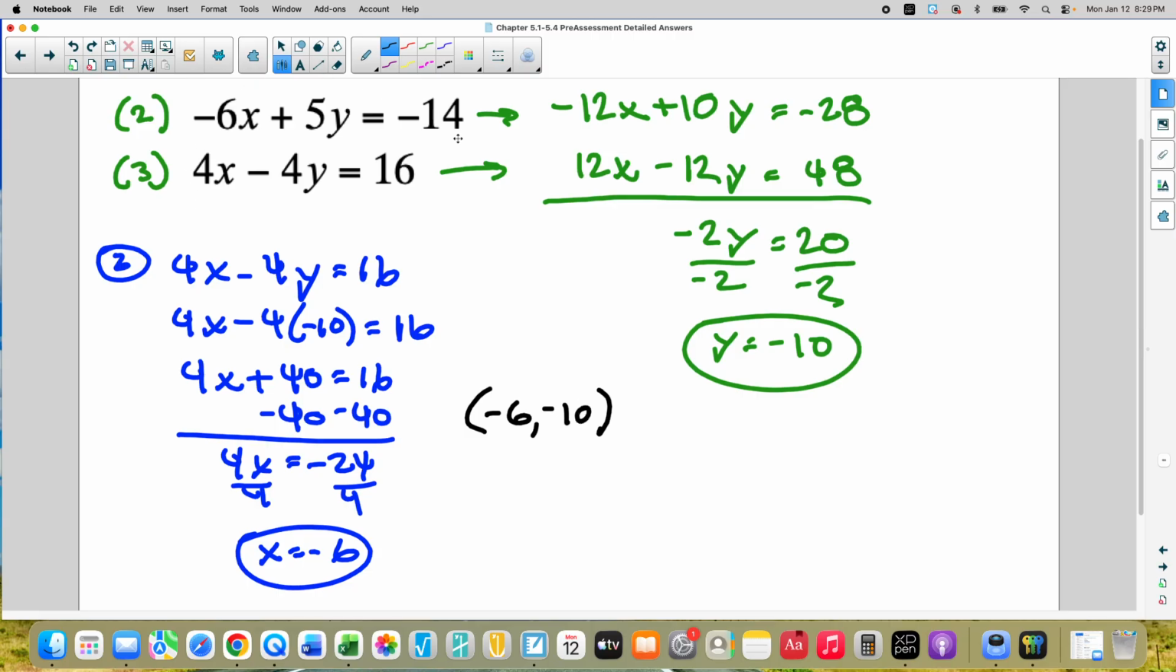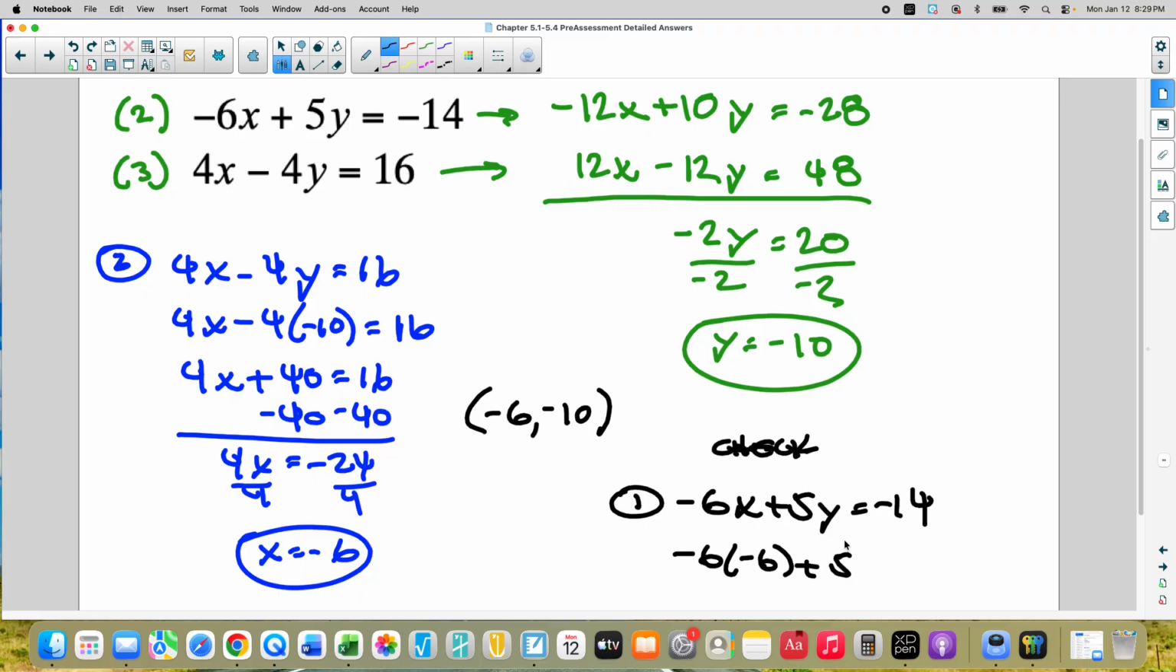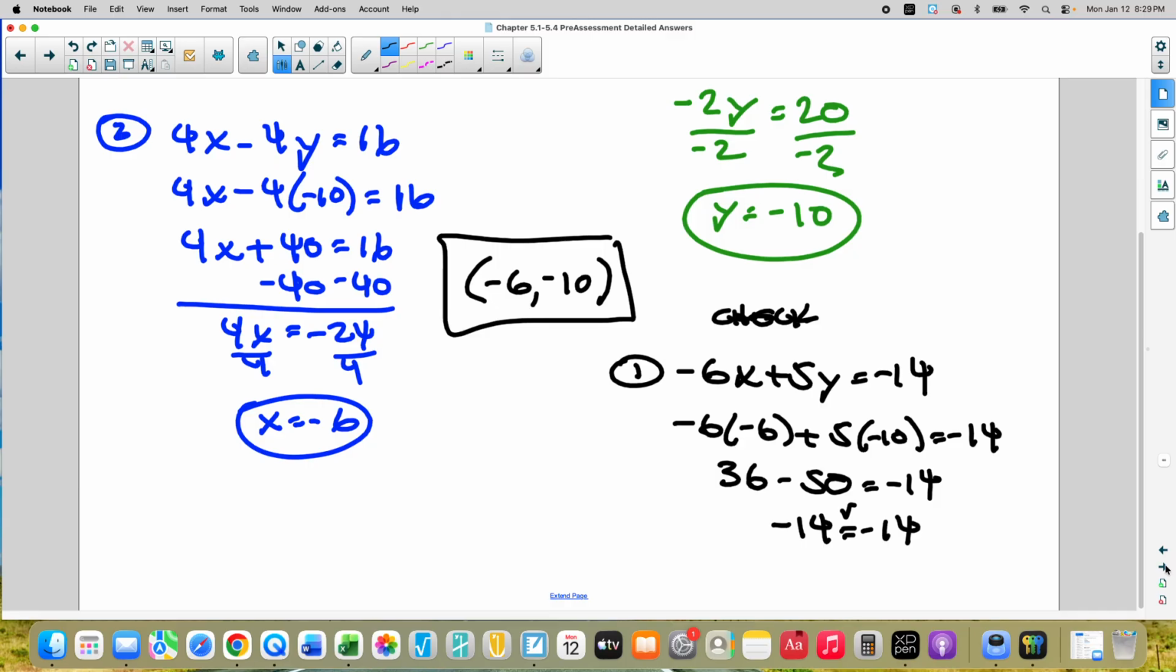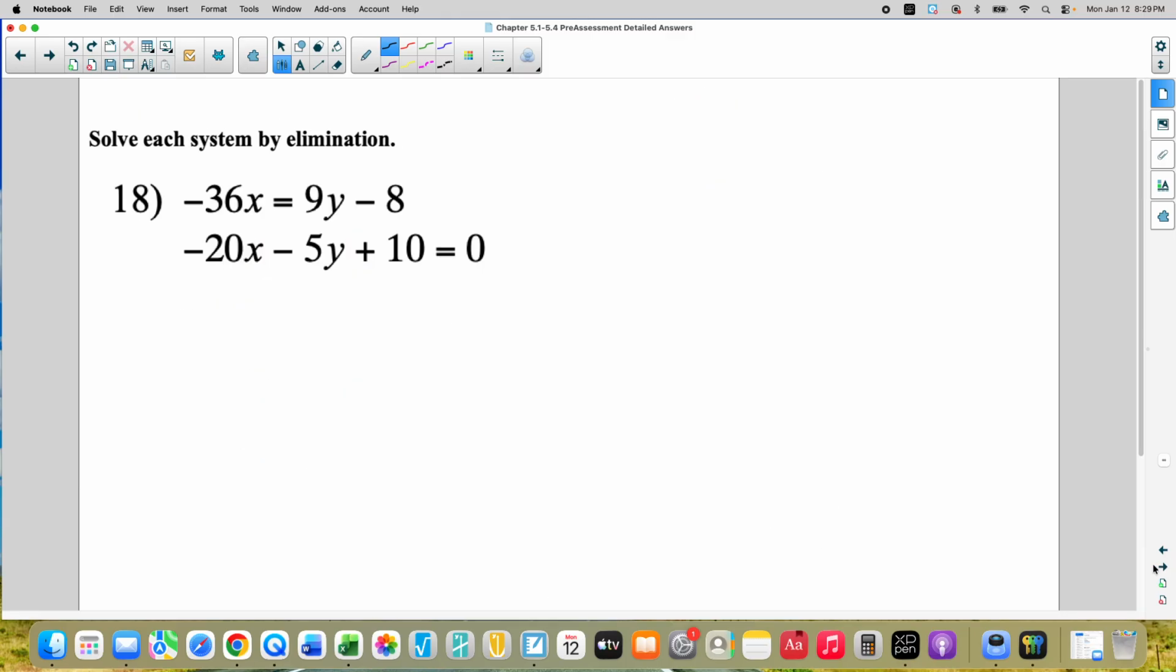I used the bottom one, so I'll use the top to check. Check using the top equation, negative 6x plus 5y equals negative 14. My x value is negative 6. My y value is negative 10. That's 36 minus 50 equals negative 14. 36 minus 50 is negative 14, equals negative 14. Let's go. Checks. Good. And I think this is the last one.